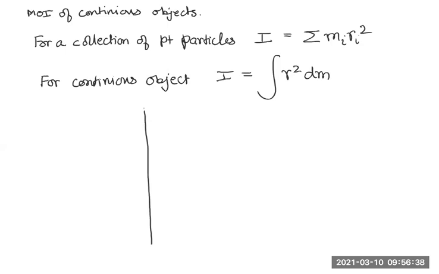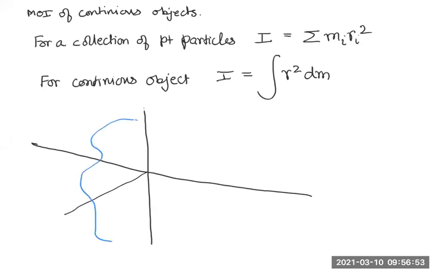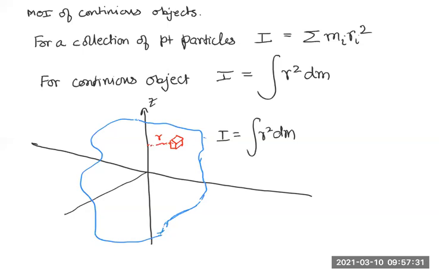So what does this mean? Let's be absolutely clear about this. So this is the rigid body. It's like a lump of clay. So in this rigid body, you are to choose an element, and then let's say that we are finding the moment of inertia of the object about the z-axis. Then you are supposed to find the perpendicular distance of this element from the z-axis. Then you will say that, look, I is equal to integral r squared dm, where dm is the mass of this.